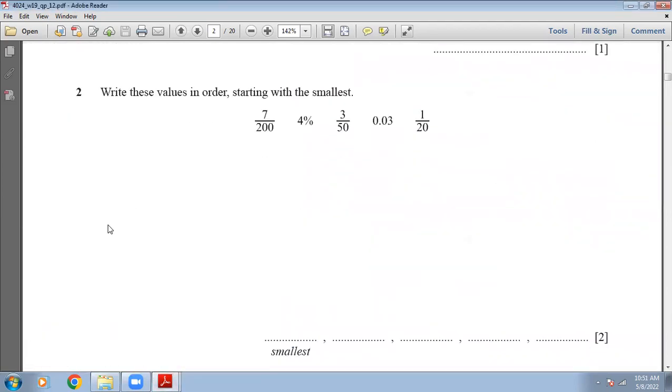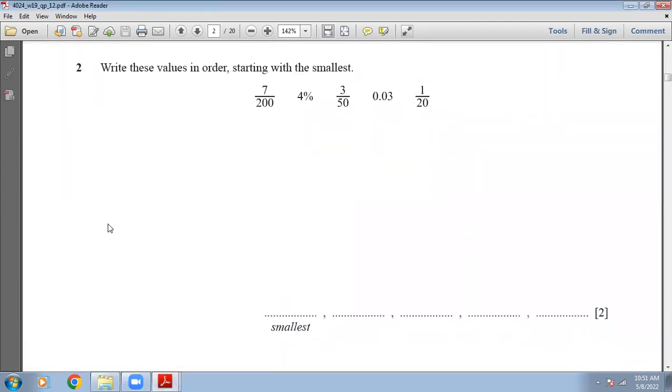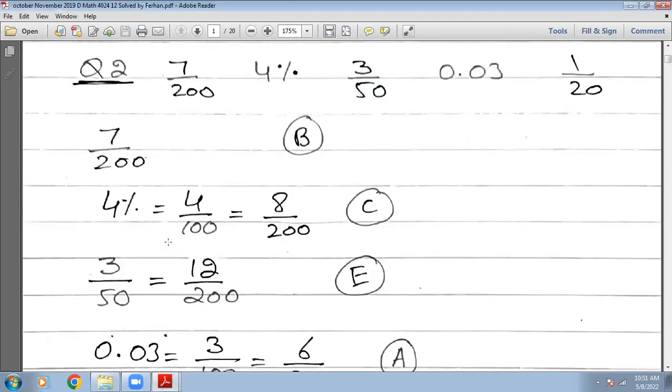Okay, so we are going to the next question. It says, write the values in order starting with the smallest. So you have 7 by 200, 4%, 3 by 50, 0.03 and 1 by 20. The strategy is very simple. I will convert all of them into fractions and make their denominators 200. When the denominators are the same, it's very easy to compare them. So let me show you how I have done this.